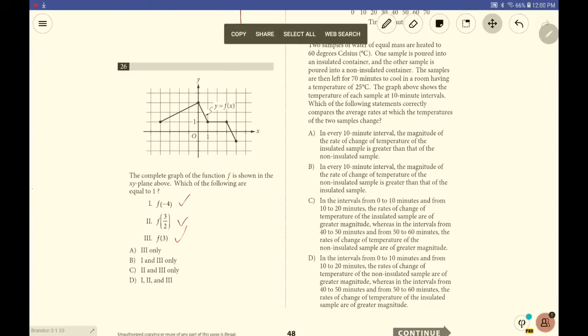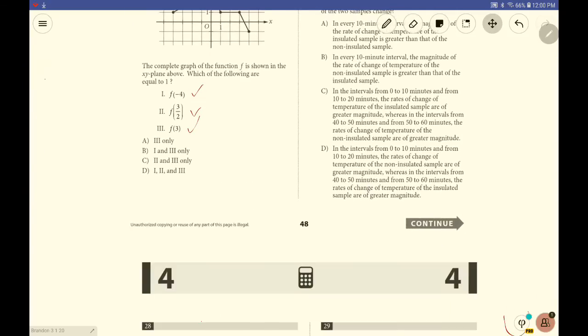There we got, you did this one very nicely about interpreting something about f of -4 and f of 3/2 and f of 3 to find out that all of them are possible.